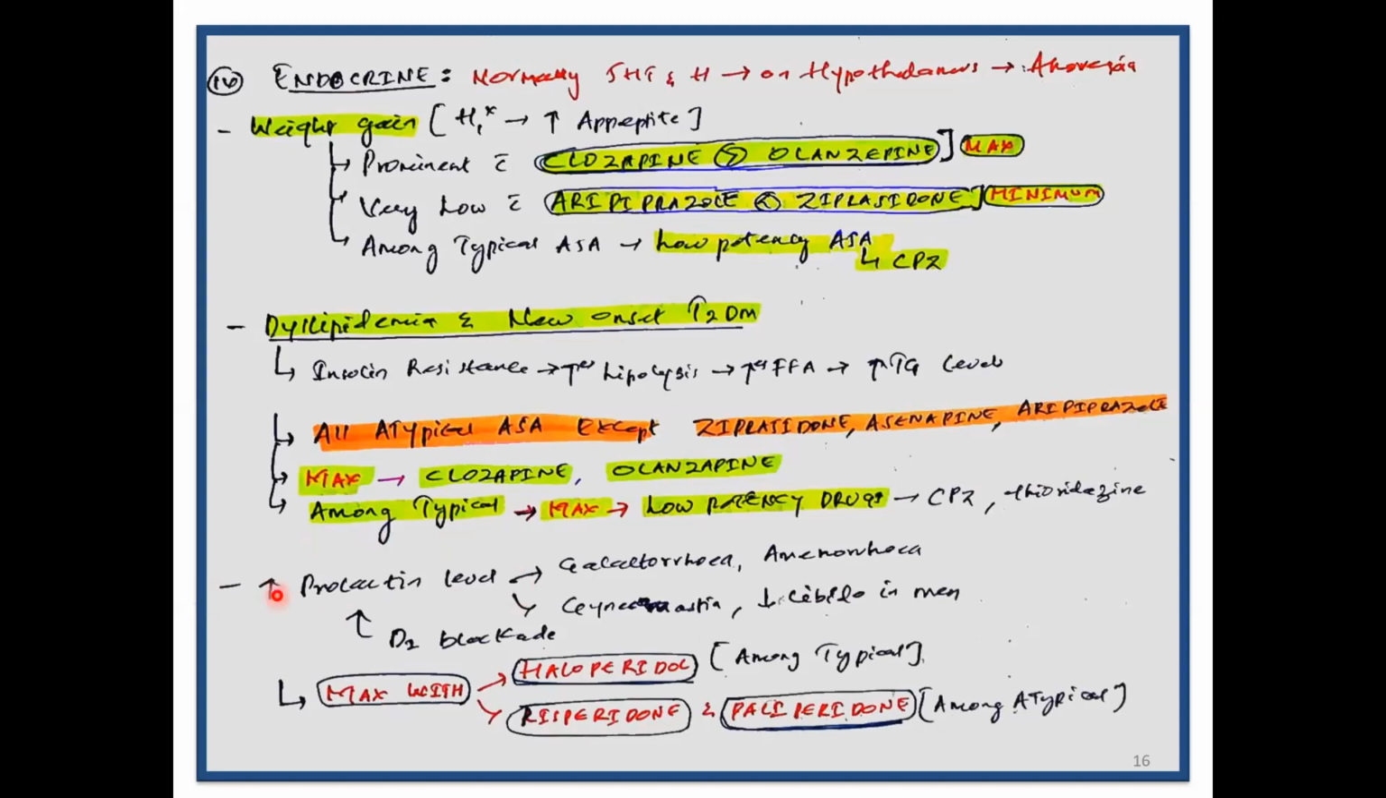The other endocrine changes are in the form of an increase in prolactin level, which is responsible for galactorrhea and amenorrhea to the extent of infertility in women, and gynecomastia and decreased libido in men. The reason for this is obviously the D2 blockade, and the maximum tendency is seen with haloperidol among the typical, and among the atypical it is risperidone and paliperidone.